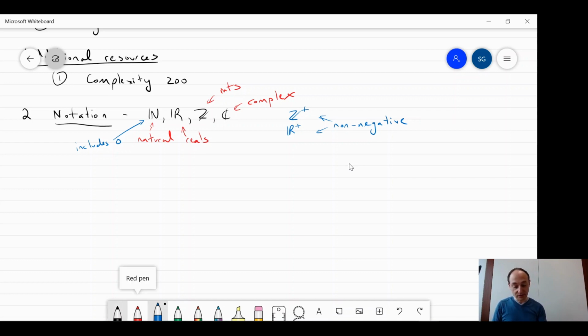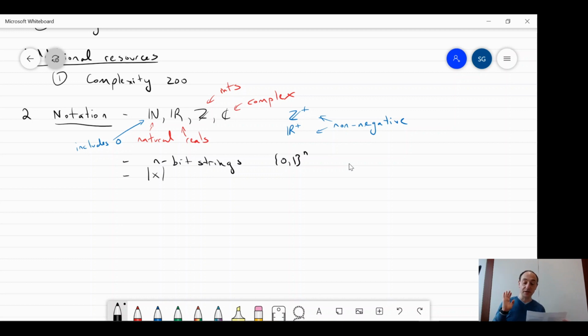The set of all n-bit strings is, of course, just going to be {0,1}^n. And something that's slightly less standard, let's say, is that if I say this thing, the absolute value of x, I'm going to overload in this course the meaning of the absolute value, so I want to be clear about this. So this has two possible definitions.